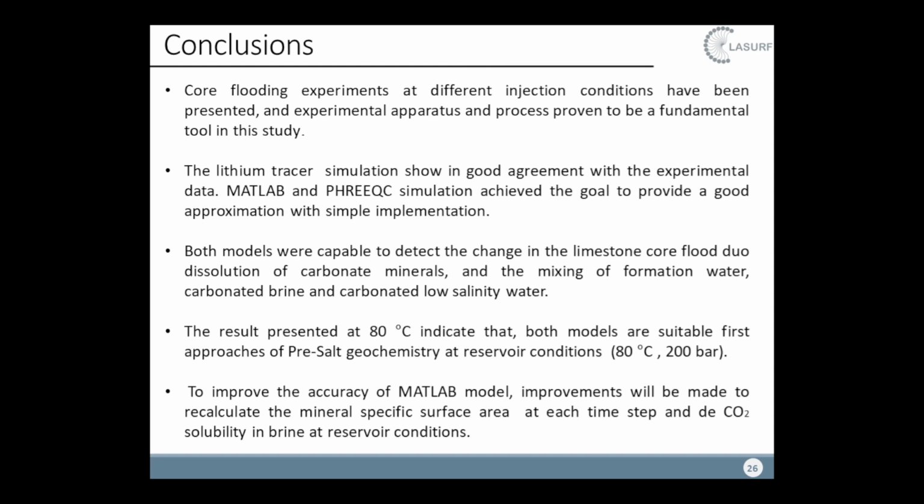So what are my conclusions? The core analysis is still a good tool to get this job done. The lithium tracer is a powerful tool to get simple data for the flow and the 1D model. Both models are capable of capturing the change.